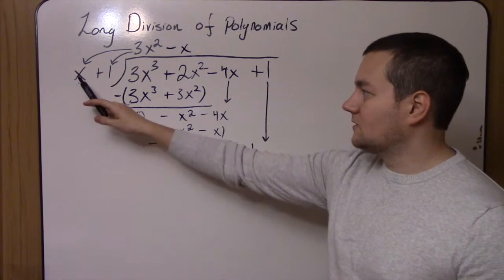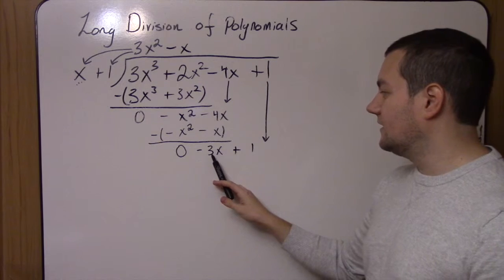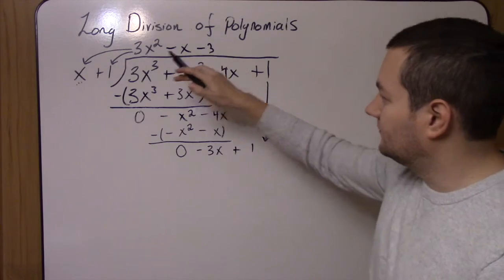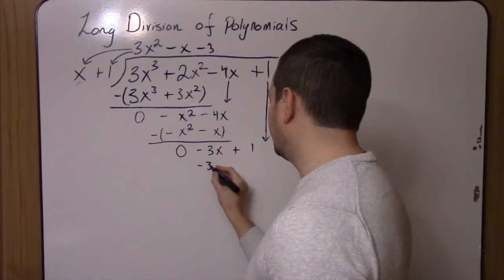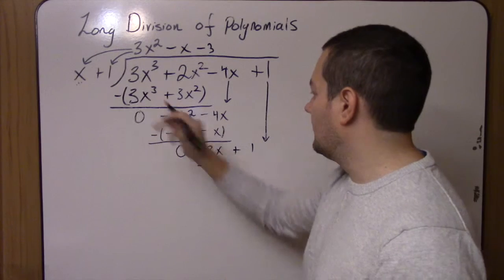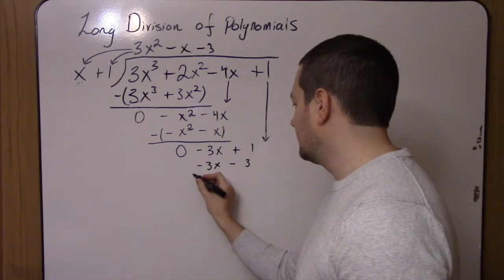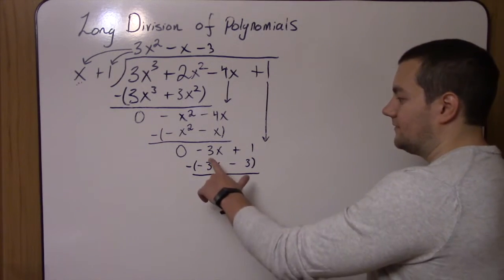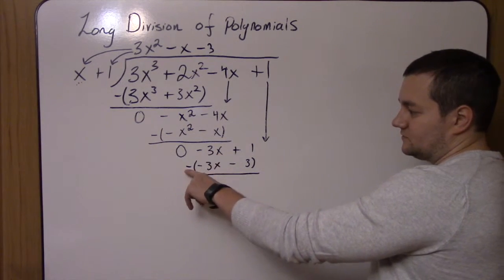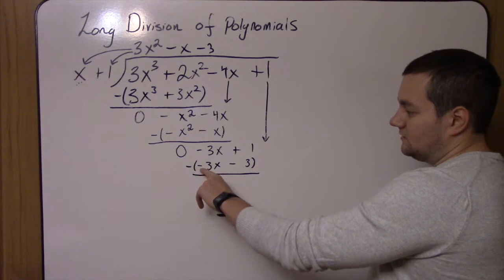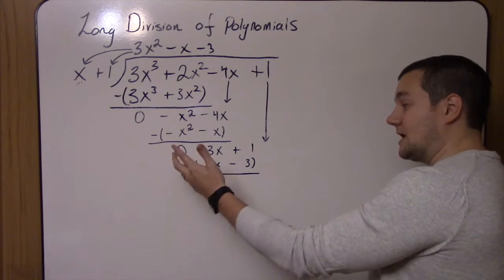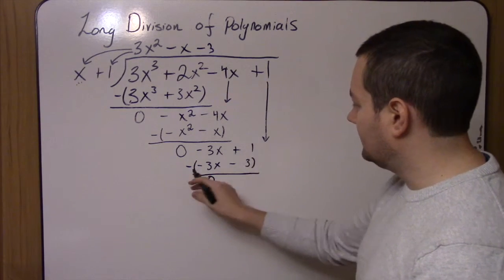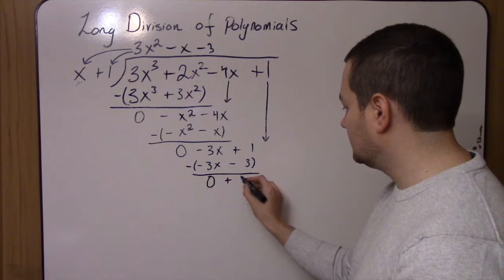Start back up here, x divided into negative 3x, so I'm just left with negative 3. Then I'll multiply negative 3 times x, negative 3x, negative 3 times 1, negative 3. Draw my line, put my bracket, put my subtraction sign. Then the next step here, so negative 3x, subtract. So I'm subtracting, so that's the same as adding. Subtracting a negative is the same as adding a positive, so that's 0. And then 1 subtract negative 3, so that's just plus 4.